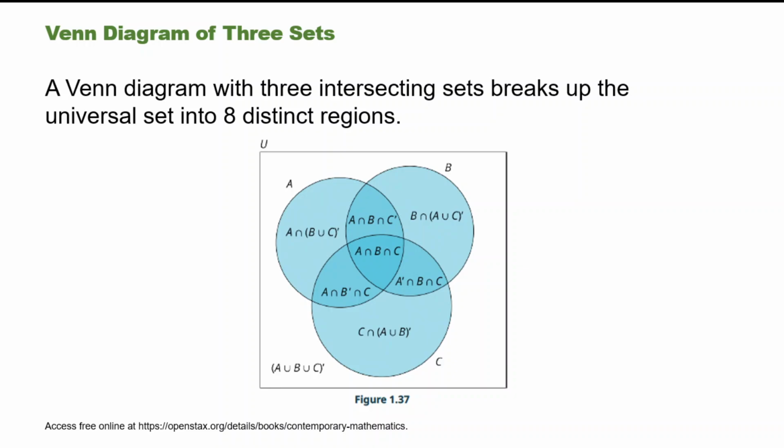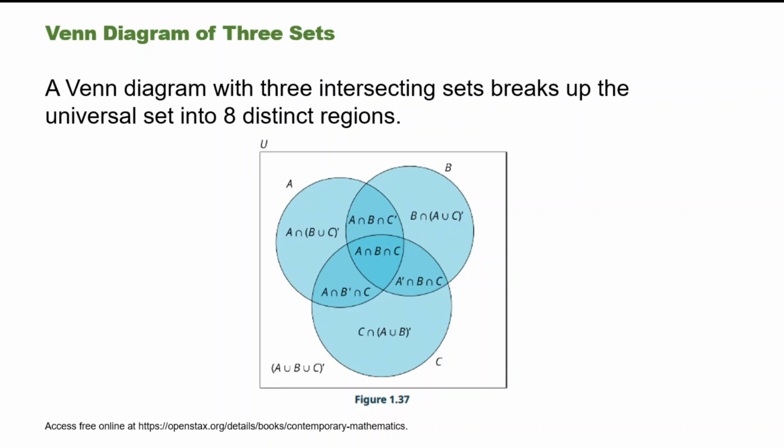So we have the region that only contains A, which is A intersect the complement of B union C. That includes A but not B or C. Then we have the region only containing B, which is B intersected with the complement of A union C, because it only contains B and not A or C. Then we have the region that only contains C, which is C intersected with, parentheses, A union B, close parentheses, complement, which only contains C and does not contain A or B.